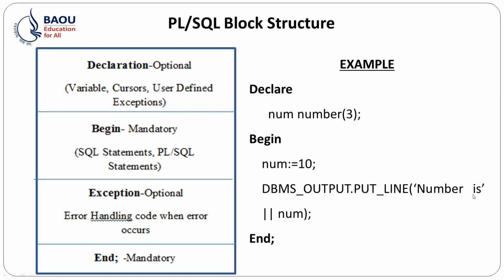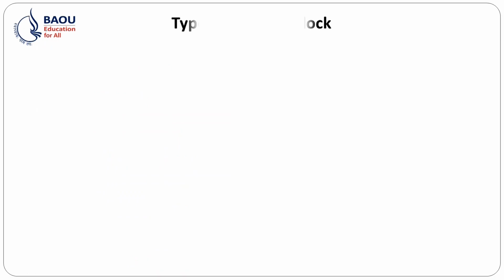"Number is" is a message, and the pipe operator connects this message with the num variable. So, the output of this code is "Number is 10", because num displays the value 10, and after that comes end and then a semicolon. If you want to run this block, write a slash and then press enter.